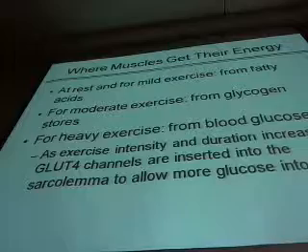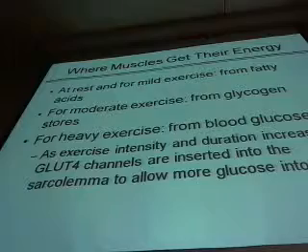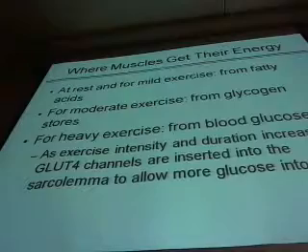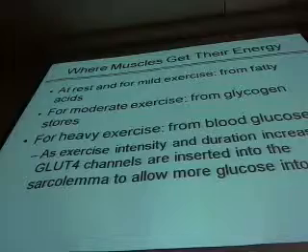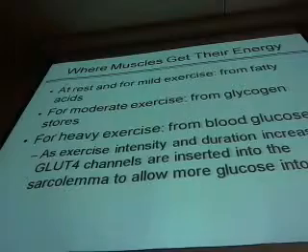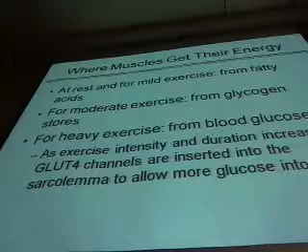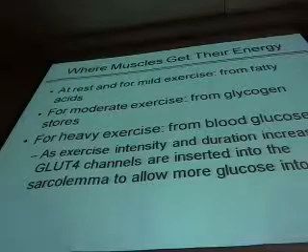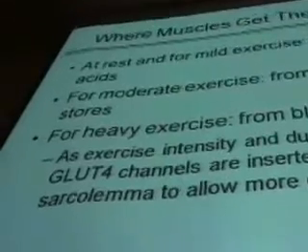Intensity and duration increase your GLUT4 channels. Remember what insulin does? It allows GLUT4, the channels, to come out of the cytoplasm and move to the plasma membrane, which allows glucose to flow into the cell. That's what insulin does, and that's how the GLUT4 channels work. More of them are inserted from the cytoplasm into the sarcolemma, which is the plasma membrane of the muscle. And that allows more glucose into the cells.